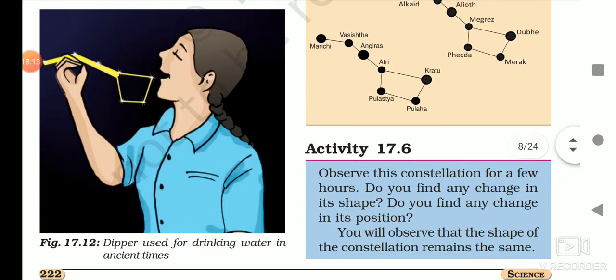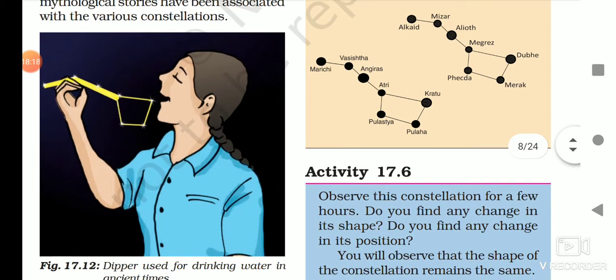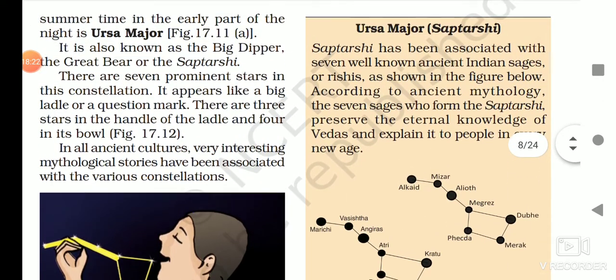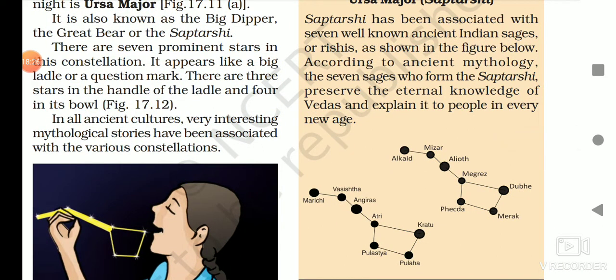So here the Saptarshi Mandal or Great Bear, the constellation we are talking about, consists of 7 stars. Ursa Major or Saptarshi has been associated with 7 well-known ancient Indian sages or rishis, as shown in the figure below. According to ancient mythology, the 7 sages who form the Saptarshi preserve the eternal knowledge of the Vedas and explain it to the people in every new age.